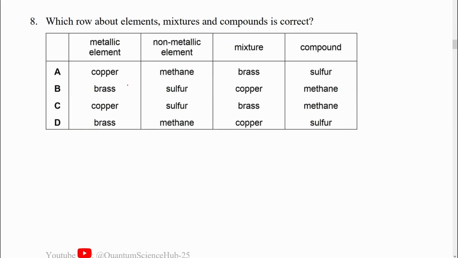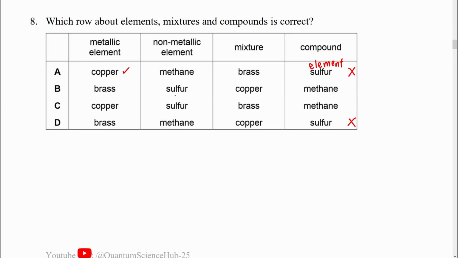So remember, everything that is written in the periodic table is an element. That means copper is an element, and it's a metallic element, right? So this is correct. While sulfur, you can also see it is in the periodic table. So that means sulfur is also an element. It is not a compound. So in this case, option A and option D are wrong.